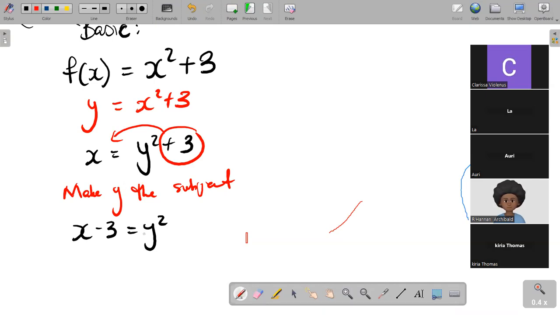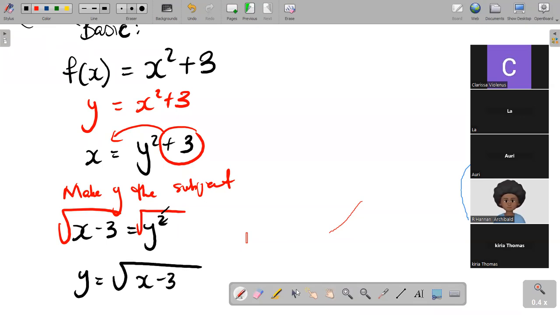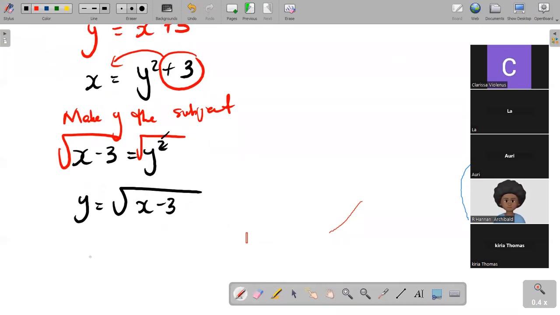Because we want y from y squared, we should know what to do. We should square root both sides. So what we're going to have left is y is equal to, because this and this cancel each other, the square root of x minus 3. And so the final answer is f inverse of x is equal to the square root of x minus 3.